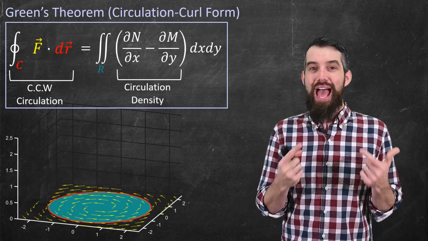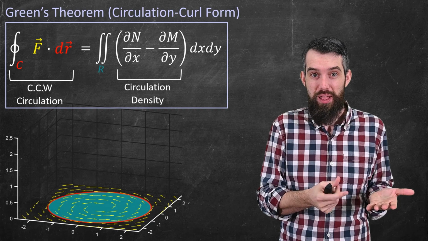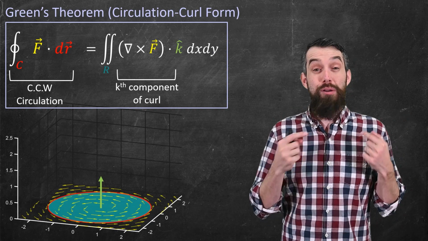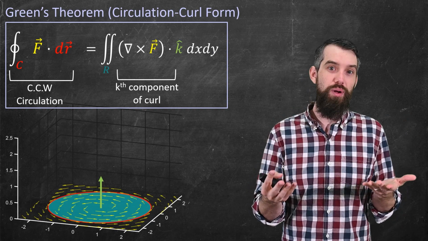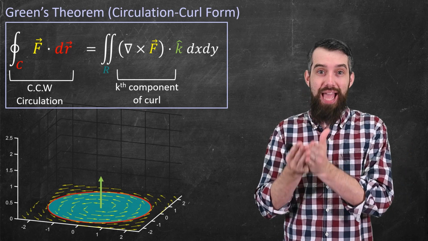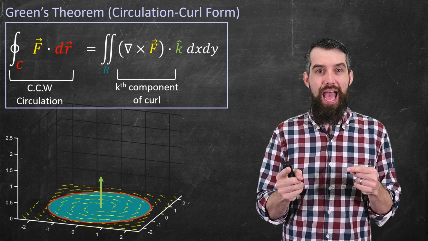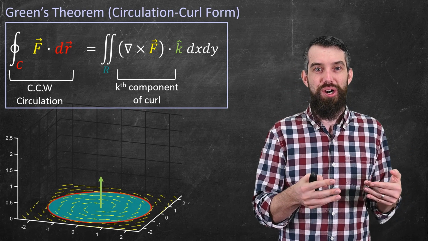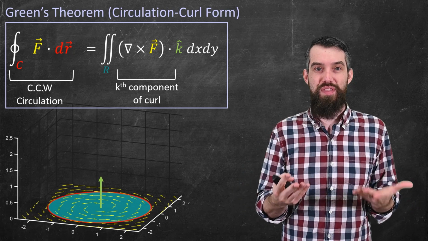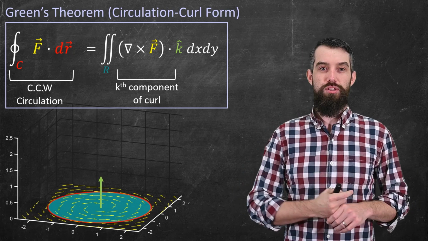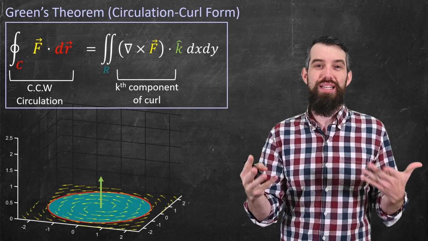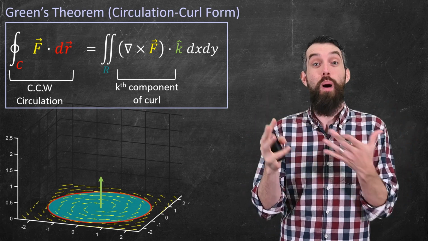And indeed, what I have here is just the kth component of curl. And so I'm going to replace that. I'm going to rewrite this as the curl, which was this del cross f, dotted with k hat, where k hat in my picture is sticking straight up out of the xy plane. So we have this upgrade on Green's theorem, which is just a terminology or a symbolic shift.